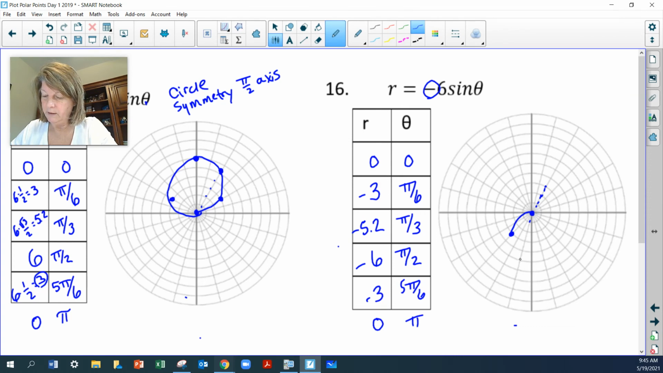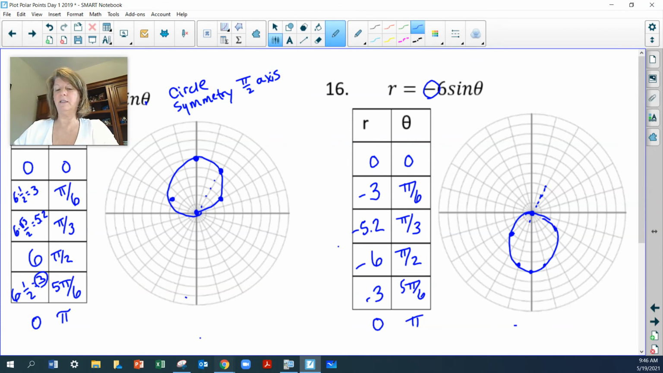5.2. Oh, I lost my track. 1, 2, 3, 4, 5, right about there. Here's my next point. And then at pi over 2, we're at 6. There we go. There is symmetry, so this point at this point will map to there. Perfect. This point will map to here and then back home.